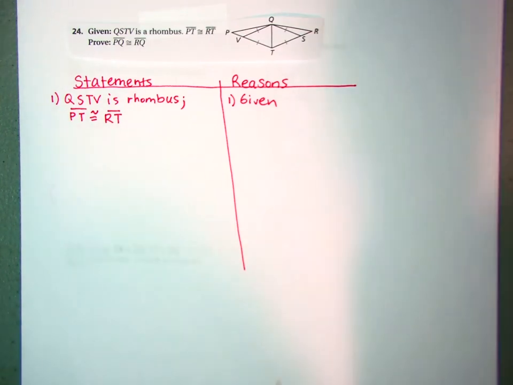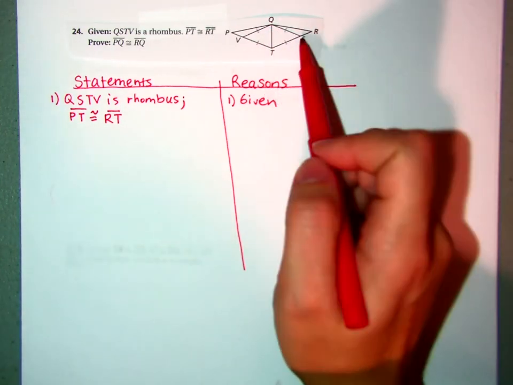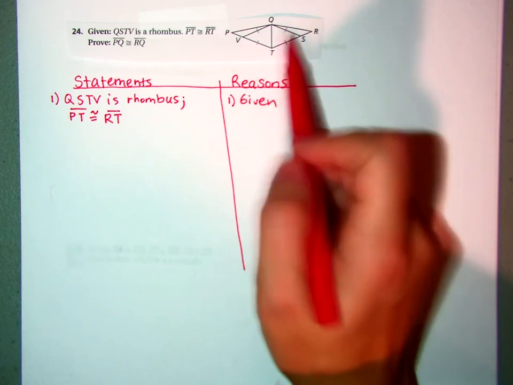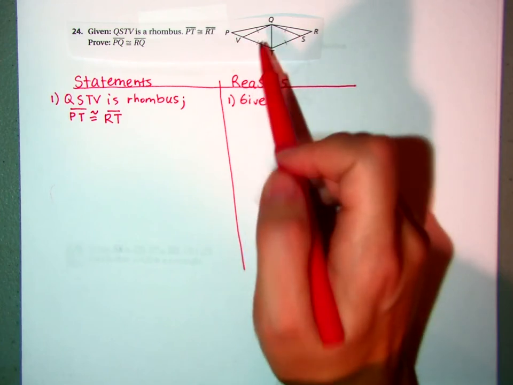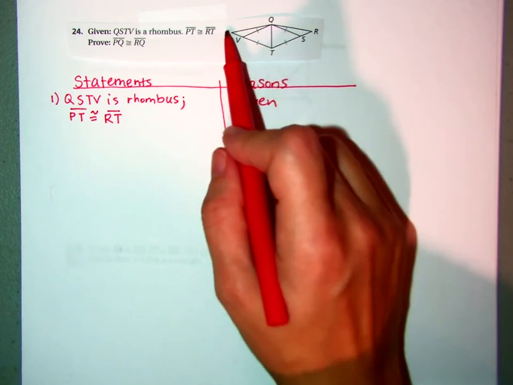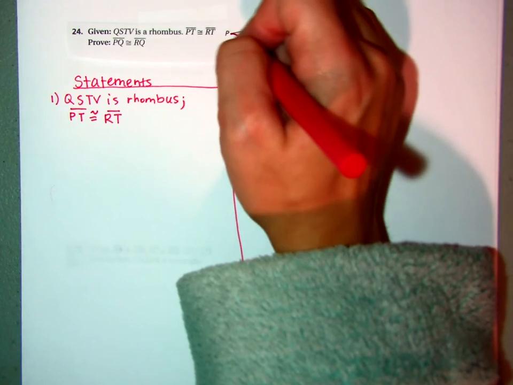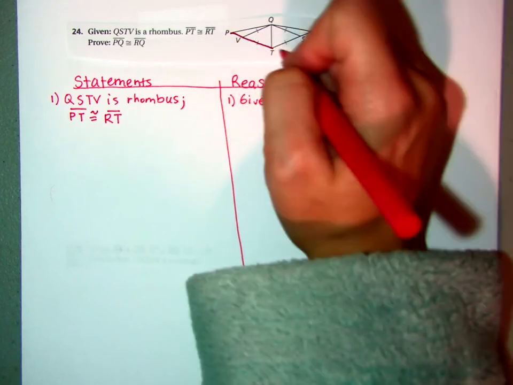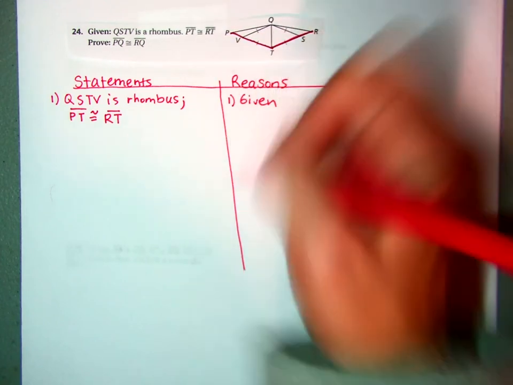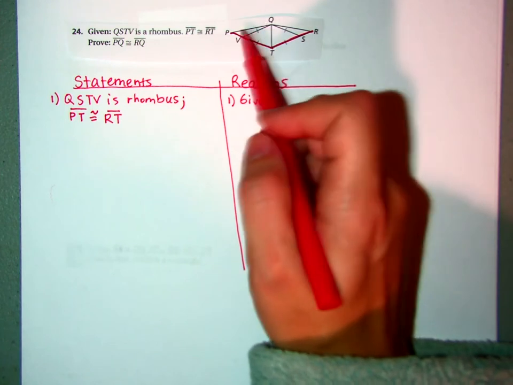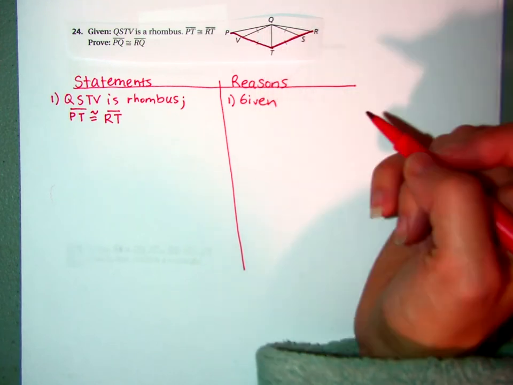So we're given here that QSTV, so this shape on the inside, is a rhombus. We're told that PT, so the entire length here, I'm going to outline it, PT is congruent to RT, and the whole goal is to prove this side over here is congruent to this side.